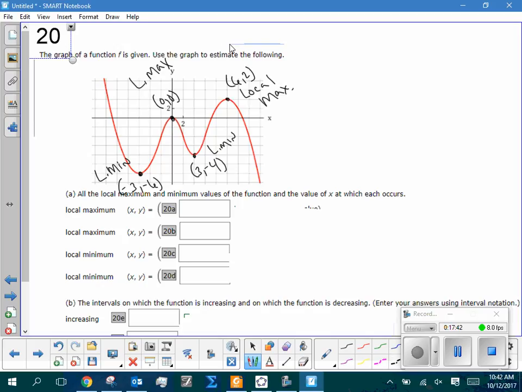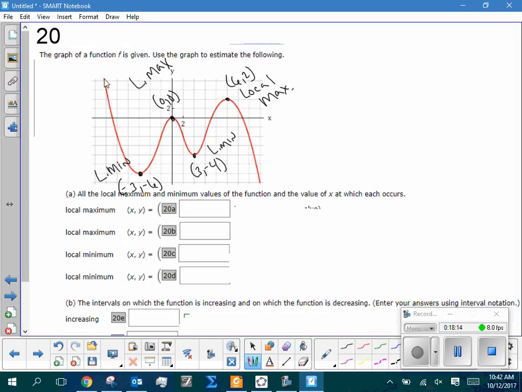Now in regards to questions where they ask for global maximums and global minimums, none of these are global maximums or global minimums, because this goes on forever. So there are values up here that are bigger than any one of these maximums. And for the same reason, this goes on forever in that direction, so there are y values over here that are smaller than any of these minimums. So there are no global maximums or global minimums on this curve.